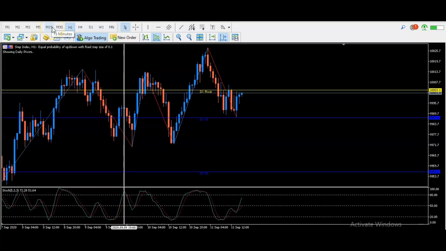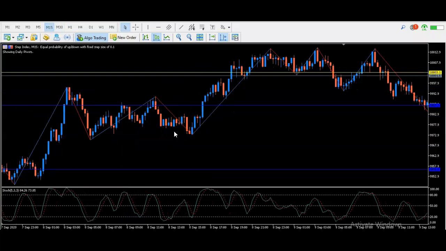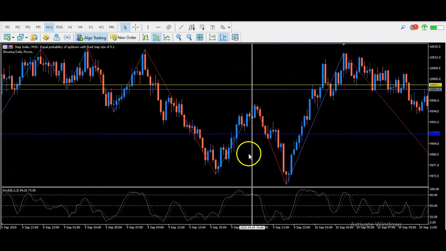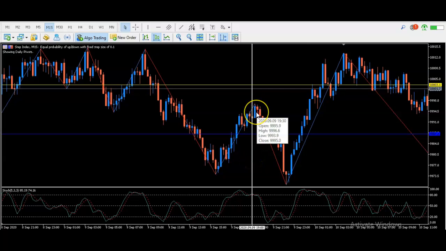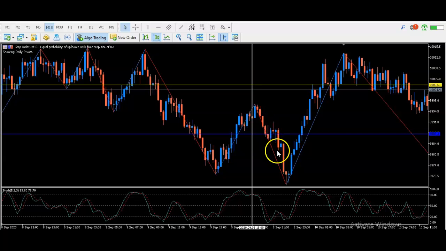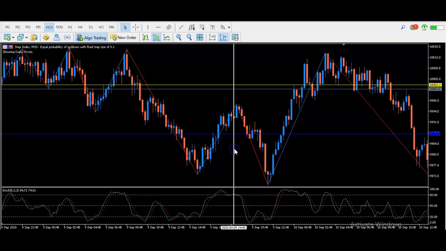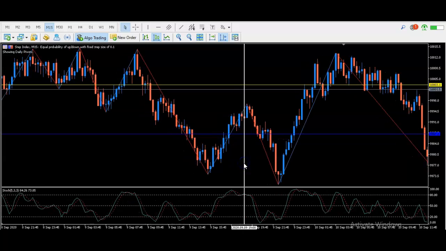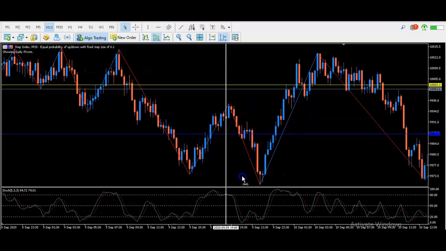Okay, so I drop to my 15 minutes, and when I come to 15 minutes, what do I want to look for? I want to look for a formation that is suggesting to me that it's about to go into a sell. Okay, so here we have this. All right, now look at this.